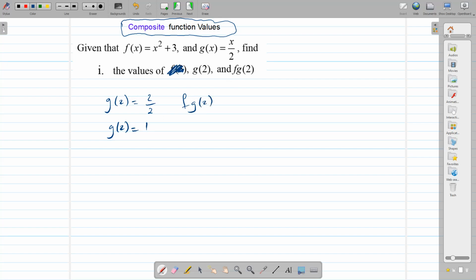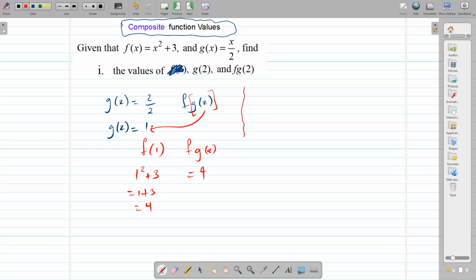And if you're wondering what that means, remember that you just calculated g of 2. Here, g of 2 has a value of 1. So if we replace g of 2 with 1, what it's actually asking you to do is to calculate f of 1. And to calculate f of 1, we put 1 into this function, which is 1 squared plus 3, and that will give us 1 plus 3, which is 4. So the composite function value f of g of 2 is equal to 4.